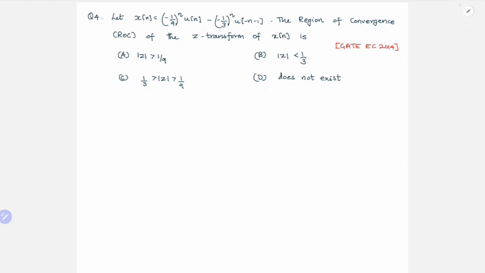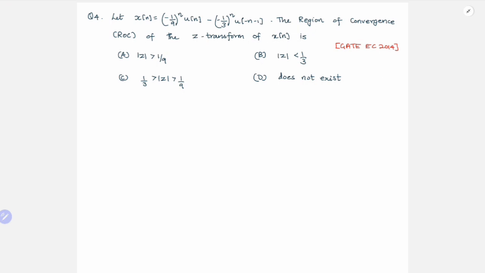Question 4. Let x of n equal to (minus 1 by 3) whole power n u of n minus (minus 1 by 3) whole power n u of minus n minus 1. The region of convergence, ROC, of the z transform of x of n is.